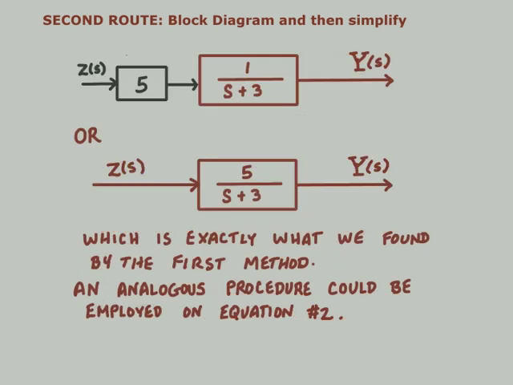This is exactly the relationship we found before between z and y. We can follow an analogous procedure for equation number 2. That will give us the same transfer function between input x and signal z that we found before. We can then find our final answer by exactly the same method that we took when we did the first route to our solution. We took the output of system number 2, Z(s), and connected it to the input of system number 1.